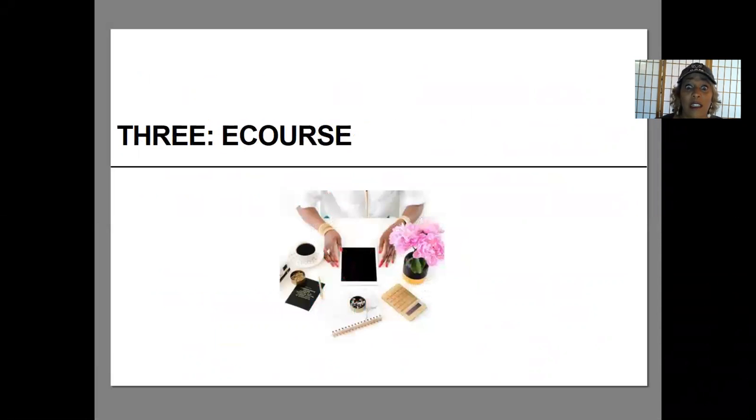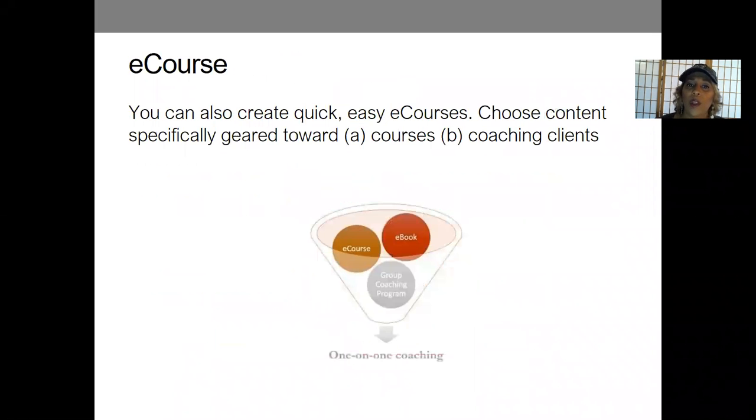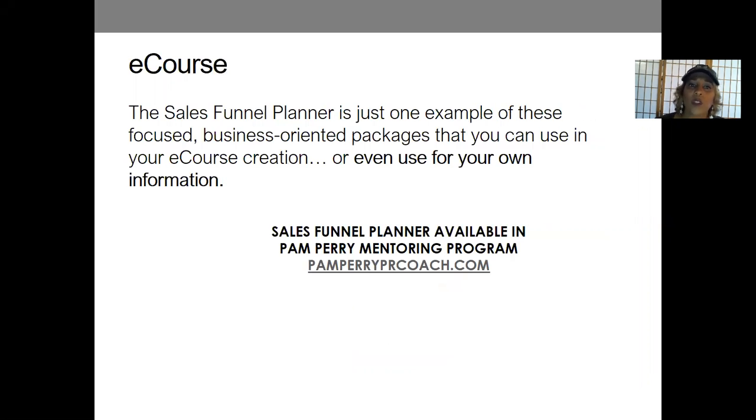Then e-courses. There's e-courses, right? Oh, love e-courses. E-courses are really a quick way to give the content away to clients. You give courses, and then it leads into coaching clients. So you have an e-course, you have an ebook, and then it leads maybe into a group coaching program, which is what the Authorpreneur Bootcamp is really all about. Which eventually leads to one-on-one coaching. So an e-course is part of that sales funnel. It's just one example. It's focused on really your own information.